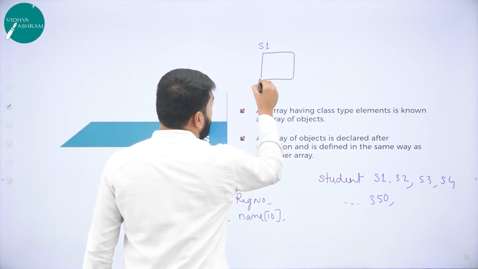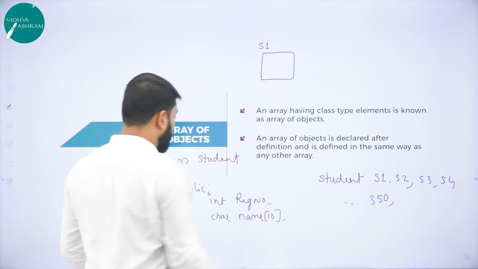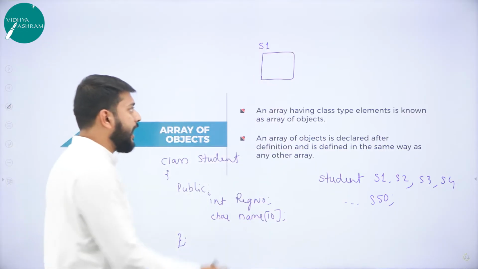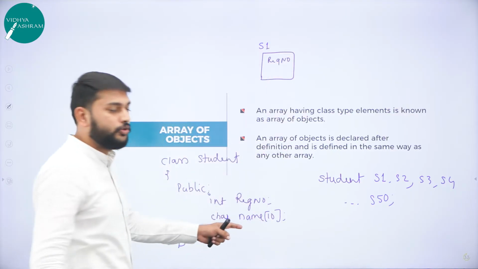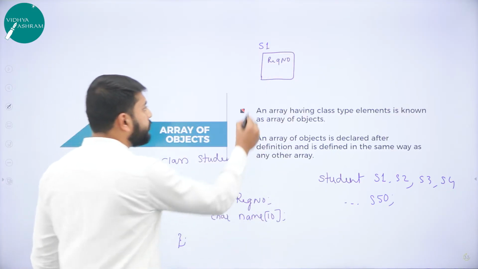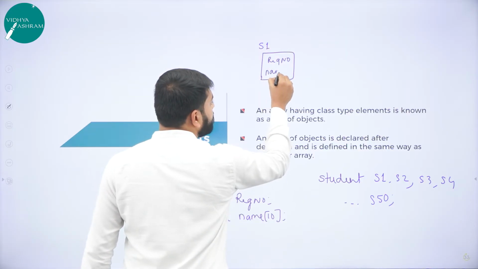Inside this object, what will I be storing? What is the first one that I have? I'll be storing the register number. What is the second one that I have? I'll be storing the name.